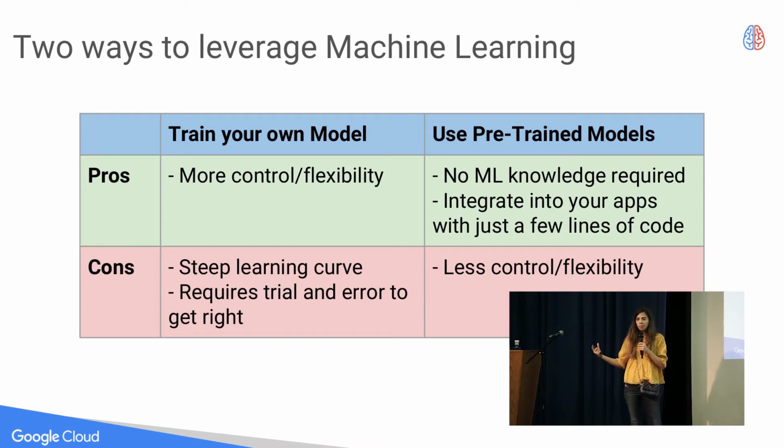Does, for example, the income in this region affect it or not? And so on and so forth. So you have more control and more flexibility when you are training your own model, when you are getting this data and trying to build this model. However, the con is that it's a very steep learning curve and it requires trial and error to get it right. So you have a lot of work to do.